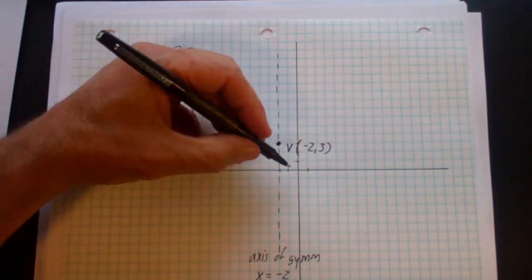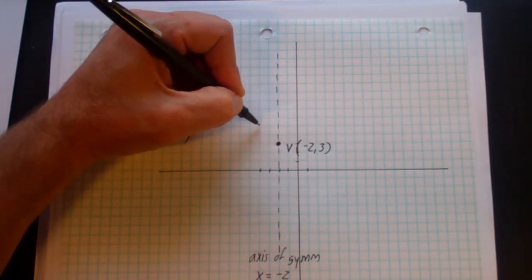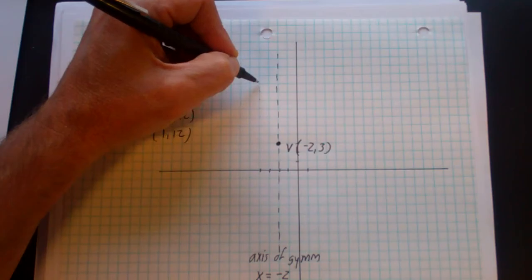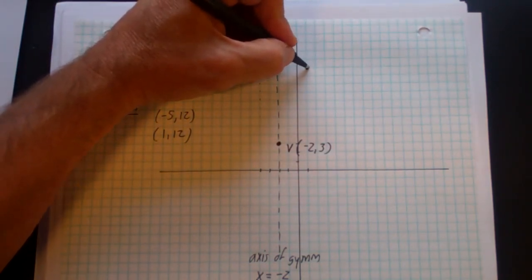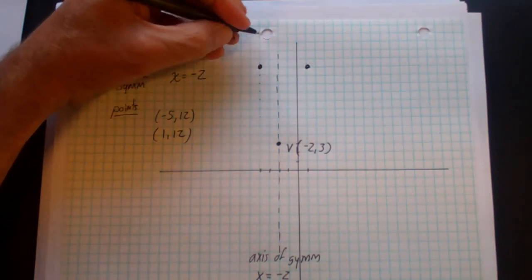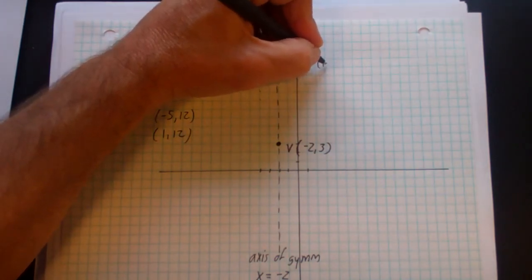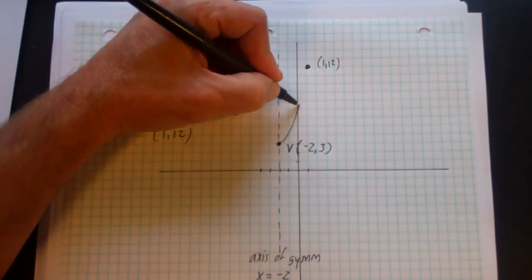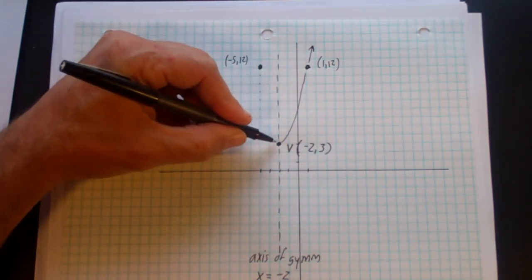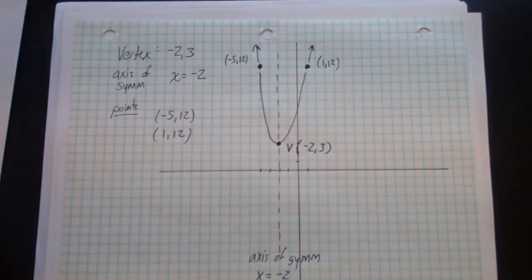And then I want to graph minus 5, 12. Counting up 1, 2, 3, 4, 5, 6, 7, 8, 9, 10, 11, 12, that's going to go right there. And 1, 12 is going to go right there. Minus 5, 12 and 1, 12. And now sketching the graph. Remember, it starts off kind of flat and then goes more steep. And that's how you graph parabolas in standard form.